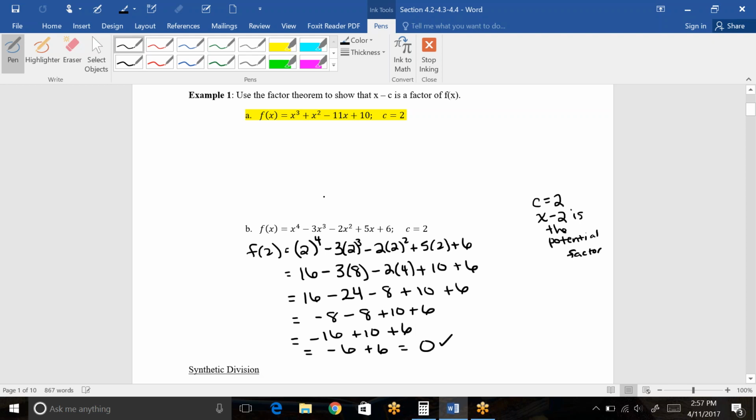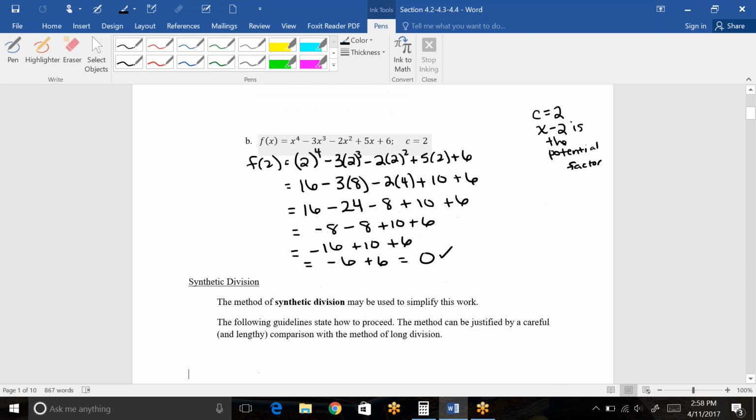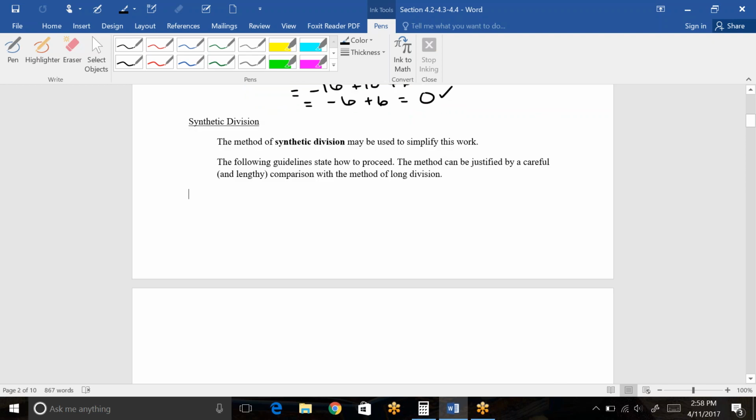So since when you plugged 2 into the function and got a 0, that means that x minus 2 could be factored out of this polynomial. That's what the factor theorem tells us. So then next, because this is one piece of what we're going to be doing in this section, we needed to know a quicker way to do division.